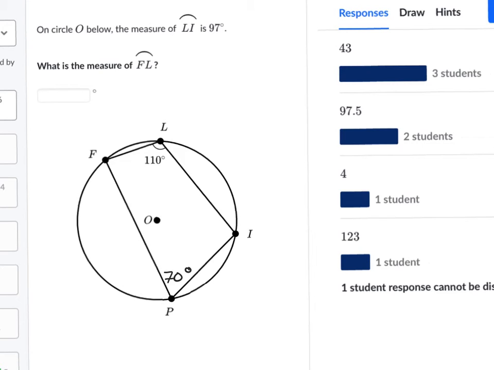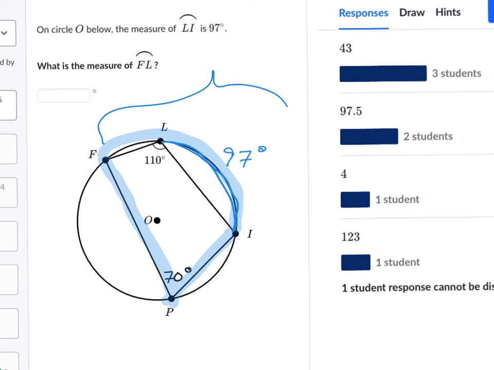Okay, what else do we know? We also know that this arc out here is 97. But we just found out that this angle is 70, so I'm going to show you this. If we were to highlight this thing, we just found out what this whole arc should be, right? It's an inscribed angle, so it's got to be half the arc it intercepts. So what does this whole thing have to be from here to there? It'd have to be 70 times 2, which is 140 degrees.